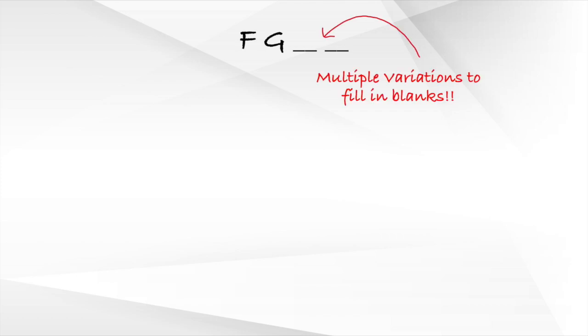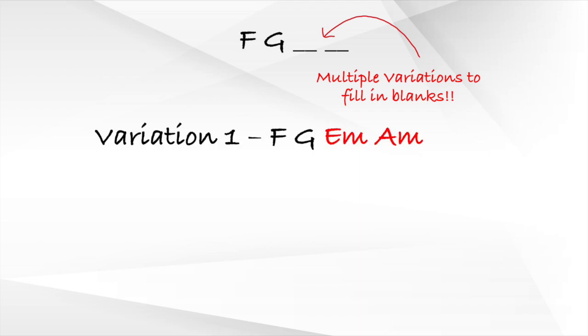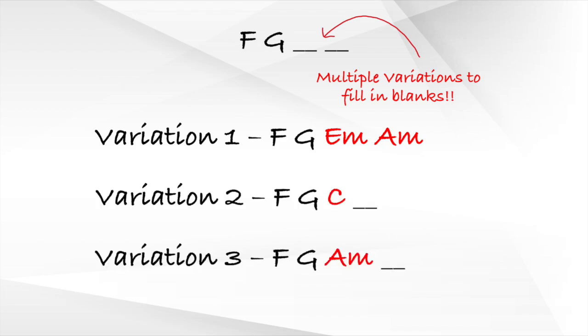The fourth progression you need to have in your repertoire has 3 variations. Each variation starts with the same 2 chords, the 4th chord and then the 5th chord, which translates to F and G in the key of C major. The 3 variations go like this: F, G, E minor, A minor, F, G, C, and F, G, A minor. This is how the first variation, F, G, E minor, A minor sounds.